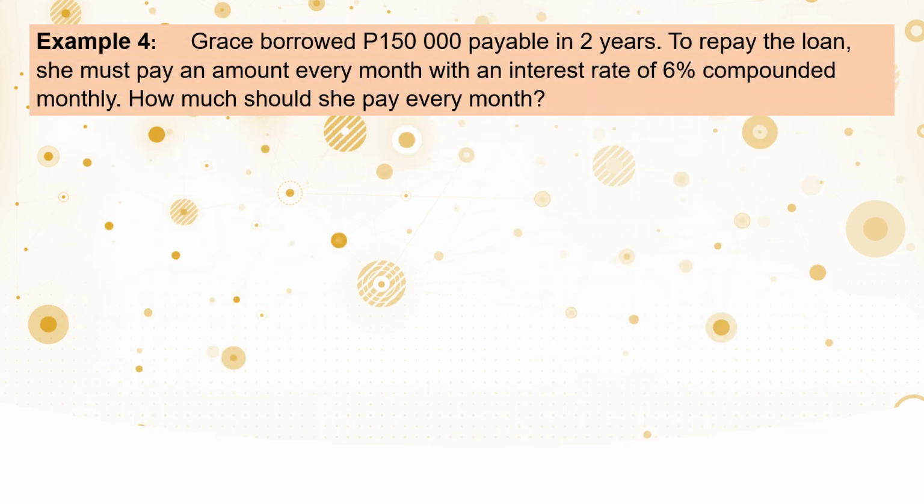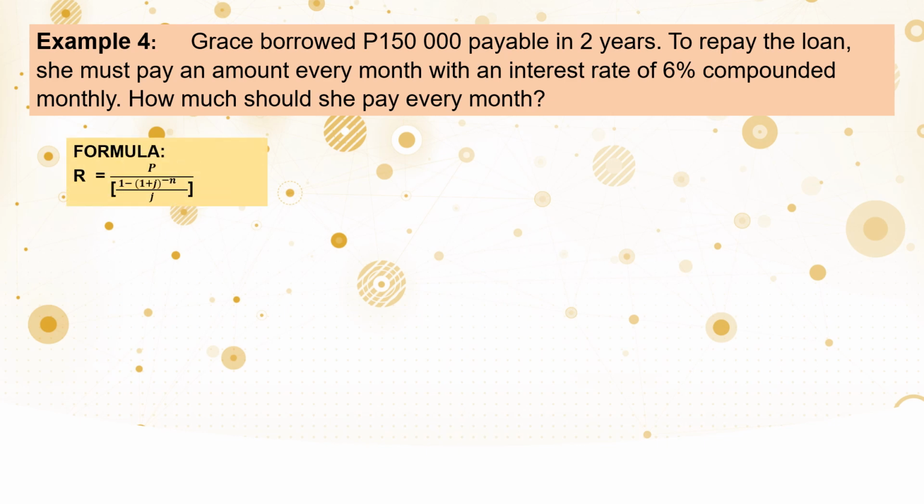Example number 4. Grace borrowed 150,000 pesos payable in 2 years. To repay the loan, she must pay an amount every month with an interest rate of 6% compounded monthly. How much should she pay every month? So what is being asked in the problem is how much should Grace pay every month? So we are going to find for the periodic payment or R.